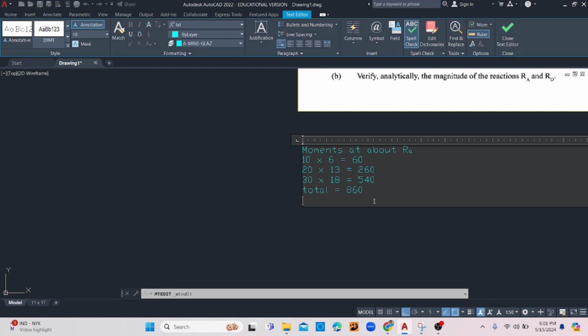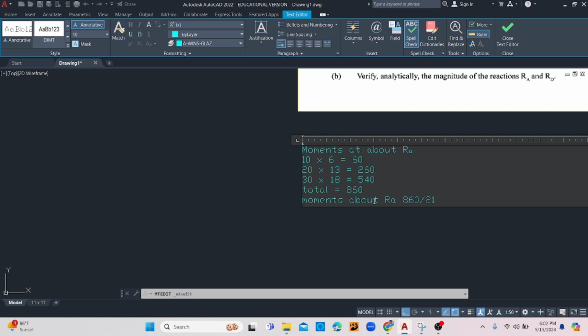So what are we going to be doing? To find the moments or the reaction at RA, I'm just going to write this: moments about RA will be equal to that 860 divided by the span of the beam. And the span of the beam is going to be equal to 21.